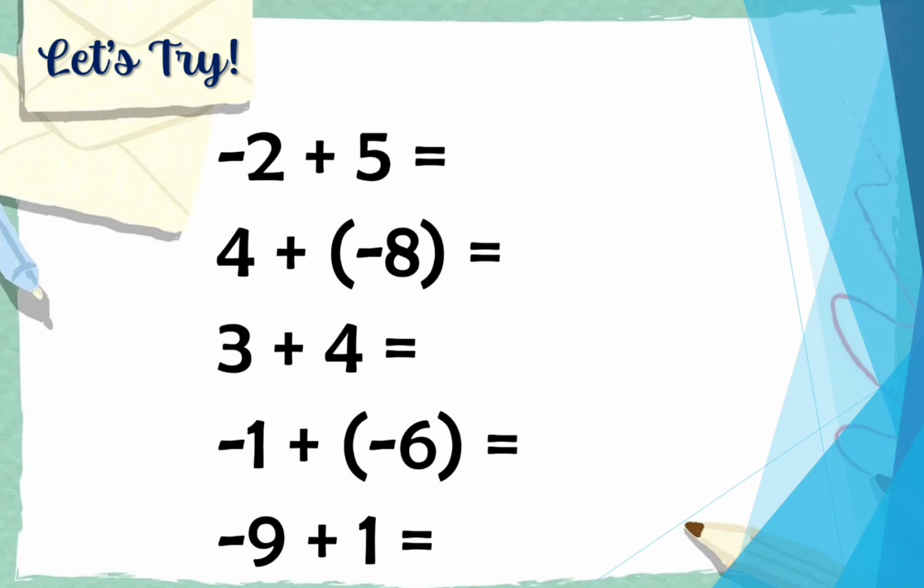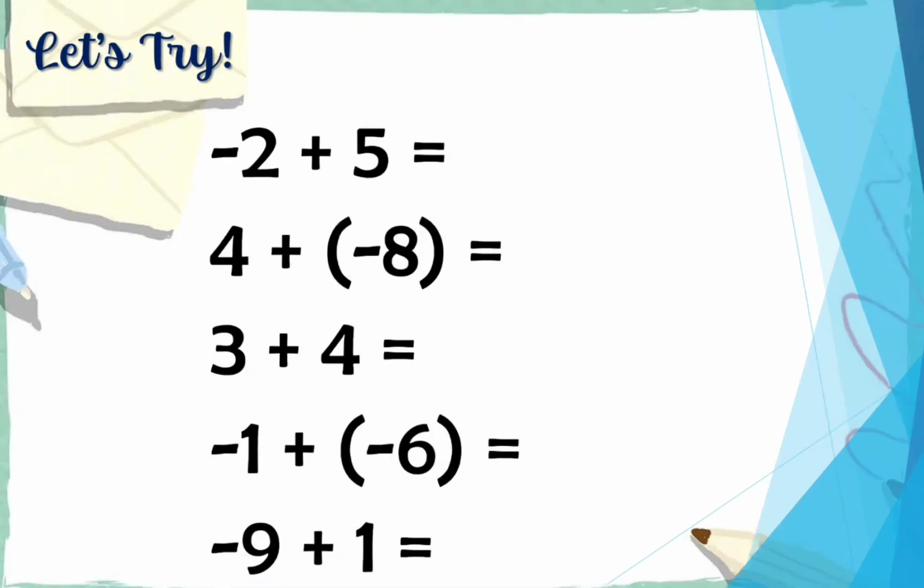Okay, for the first example, negative 2 plus 5. Okay, so ito ba ay magkaiba ng signs o pareho ng signs? Magkaiba. O dahil magkaiba, anong gagawin? Tayo ay magsusubtract. 5 minus 2 is 3. So ano ang sign ng ating sagot? Is it negative or positive? Okay, our answer is positive 3. Kokopyahin ang sign ng bigger number.